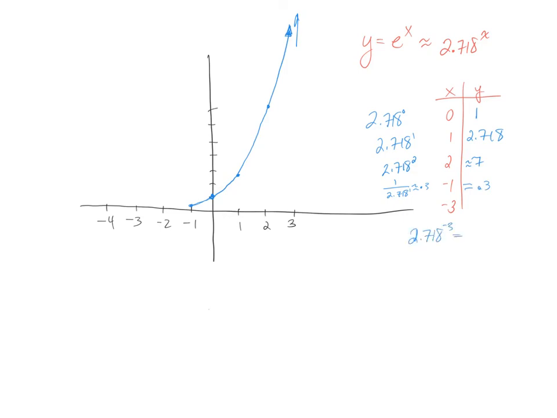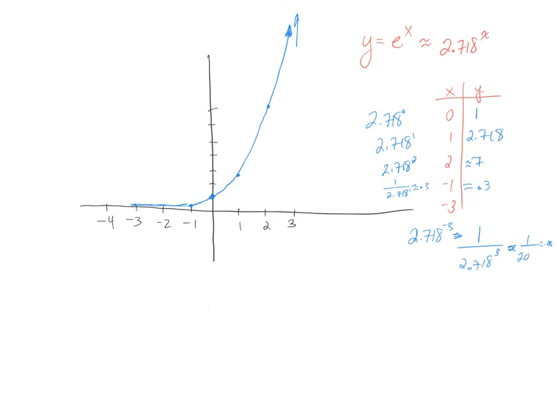2.718 to the -3rd power is 1 over 2.718 to the 3rd power. And 2.718 to the 3rd power is going to be somewhere around 25 or something like that, 20. So let's say this is 1 over 20, approximately, which is about 0.05, right, 5%. So we're talking, by the time we get to -3, we are really, really low.